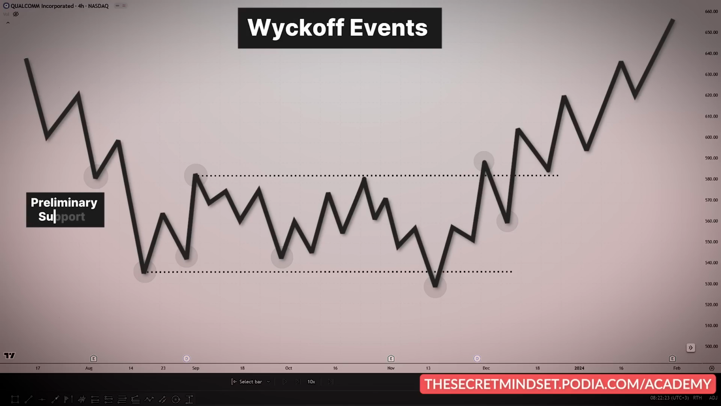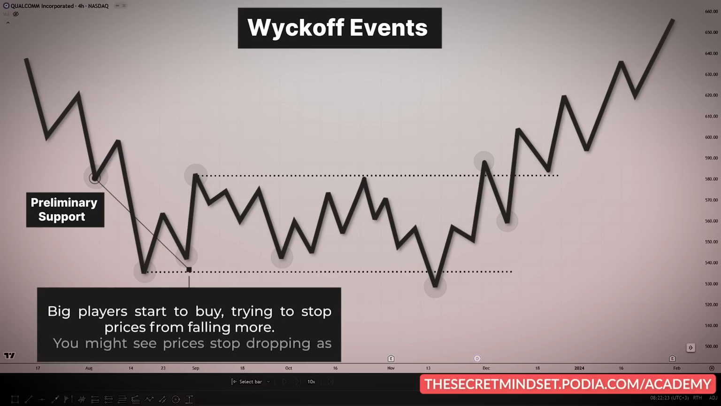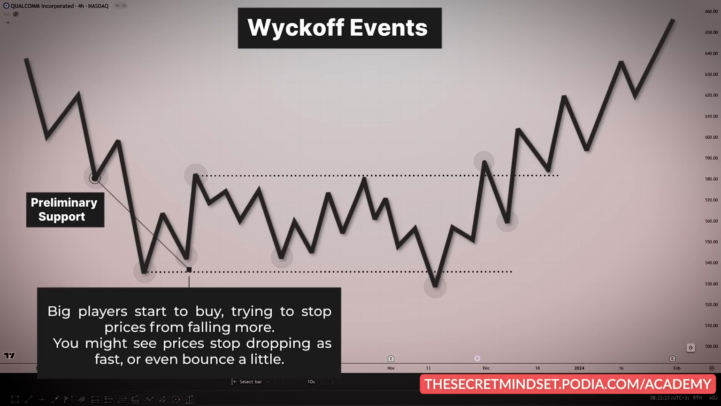First, we have the preliminary support. This is when big players start to buy, trying to stop prices from falling more. It's like putting a floor under the market. You might see prices stop dropping as fast, or even bounce a little.